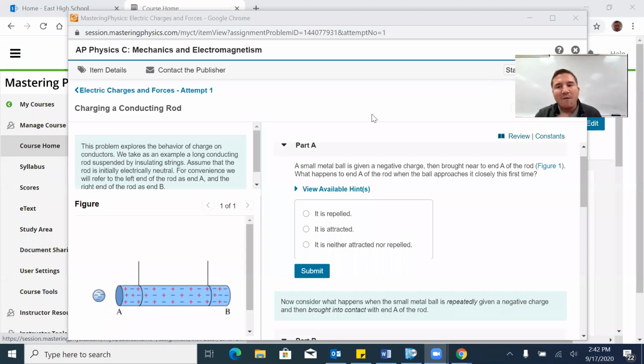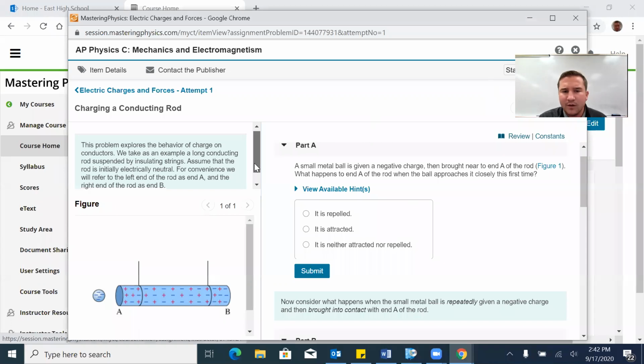All right, let's talk about some of this stuff. This is problem number 1, charging a conducting rod. It's from the electric force homework, I think. Electric charging forces. All right, cool. So this is more of a conceptual one, right? So I'm just going to talk about it here.